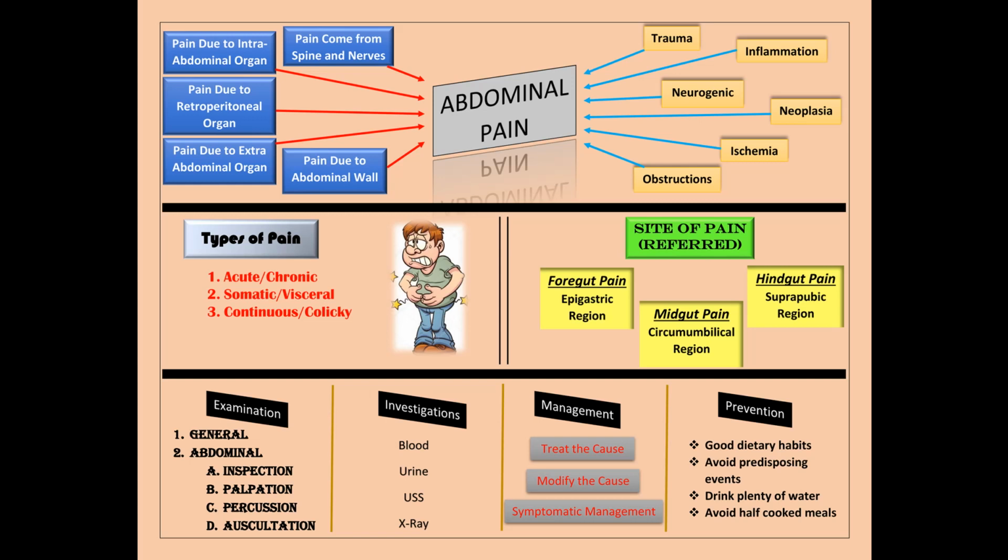So mostly, if the causations arise from the foregut, the pain is referred within the epigastric region, and for causations within the midgut, the pain is referred within the circumumbilical region, and if it is a disease associated with the hindgut, then the pain is referred within the suprapubic region. So the pathologies behind the pain could be trauma, inflammation, neurogenic pain, neoplasia, ischemia, or obstruction.